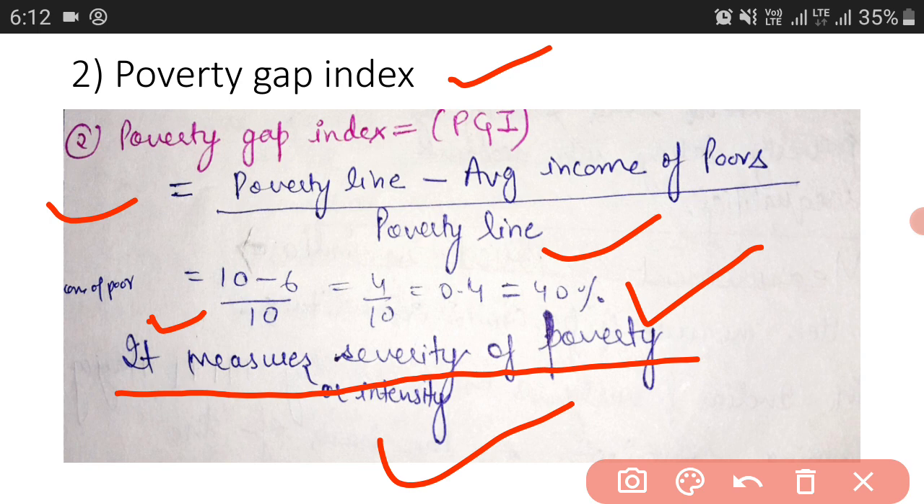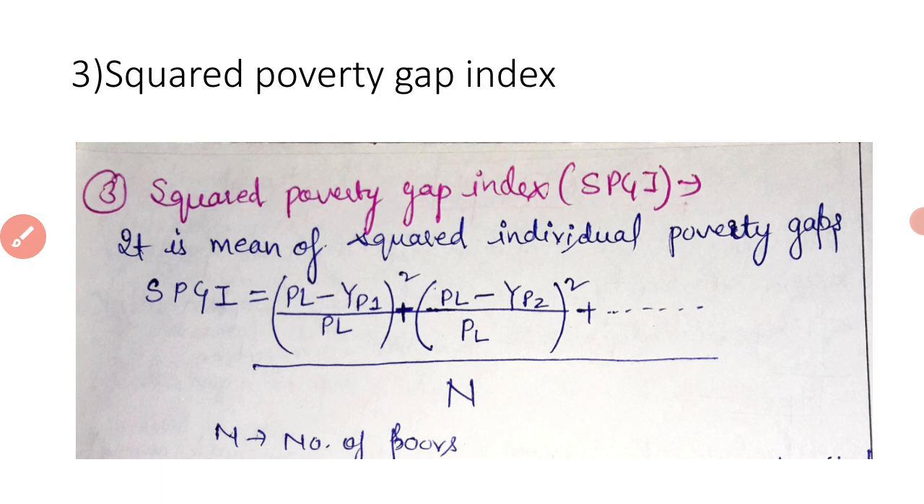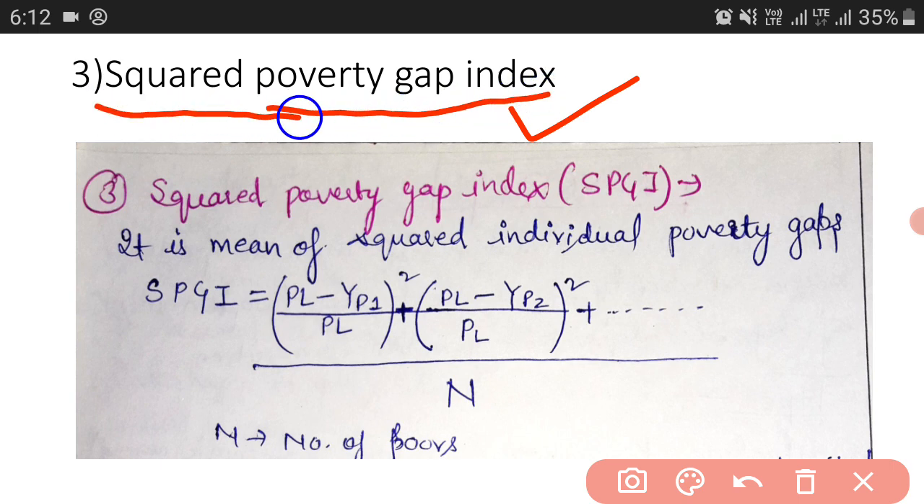Okay, now let's move to the third one. This is the third one. You can see this is squared poverty gap index. The earlier one was poverty gap index and this is squared poverty gap index.